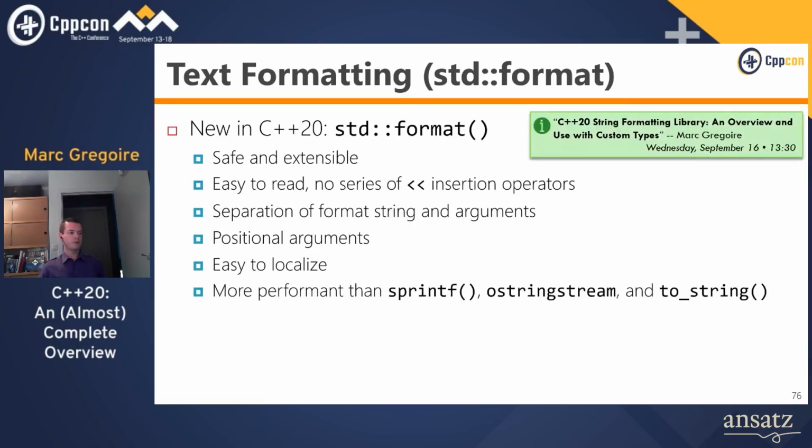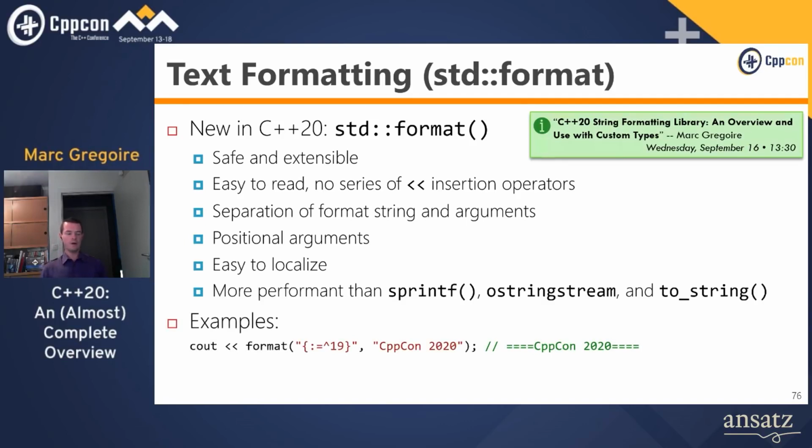Now, std::format in C++20 combines the advantages of both IO streams and printf, and the result is safe and extensible. You just have to implement a specialization of std::formatter to add support for your own custom types. They are easy to use because they have a nice separation of the format string and the arguments. So that means they are also easily localizable. And the nice thing is that they're actually more performant than sprintf, ostringstream, and to_string. So there is no reason not to switch to std::format.